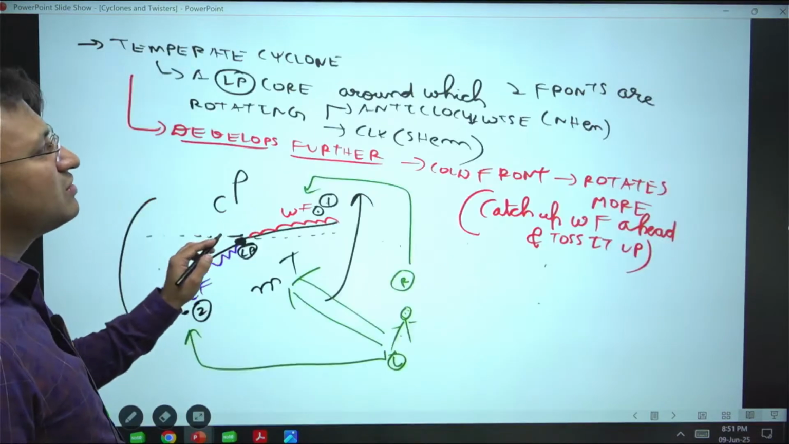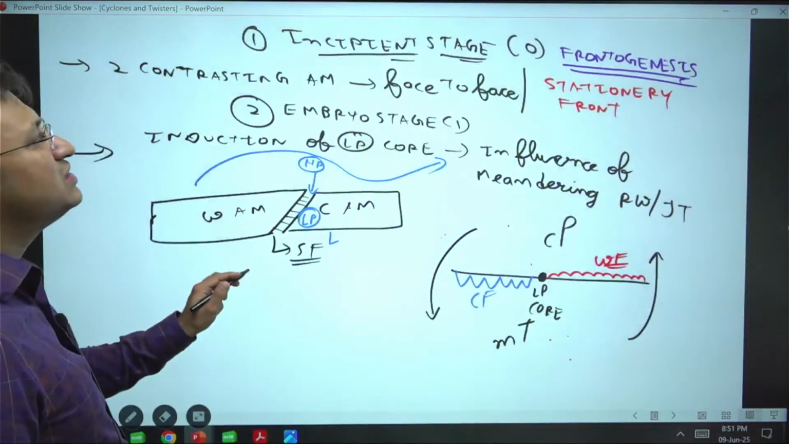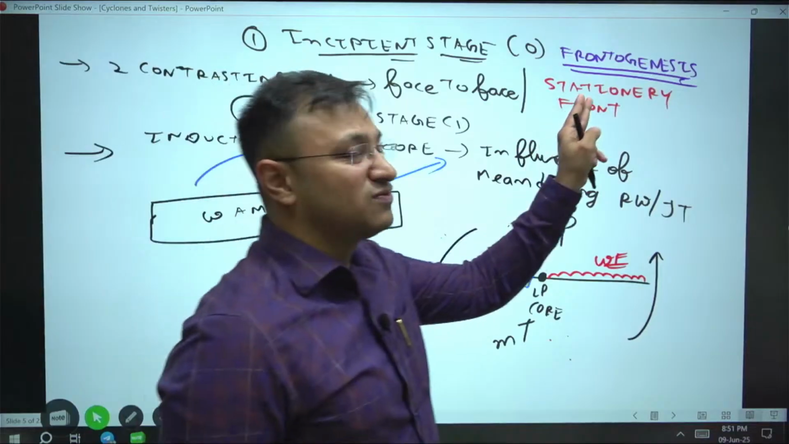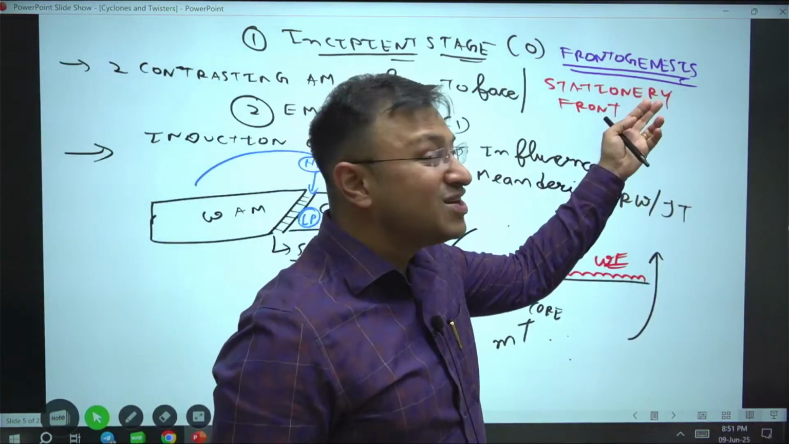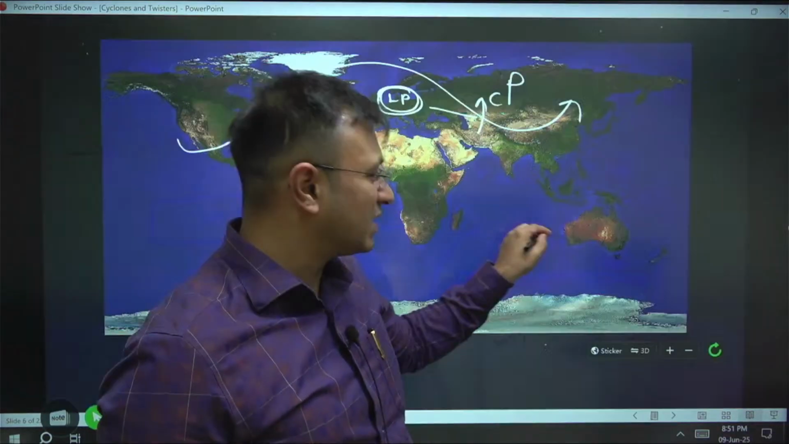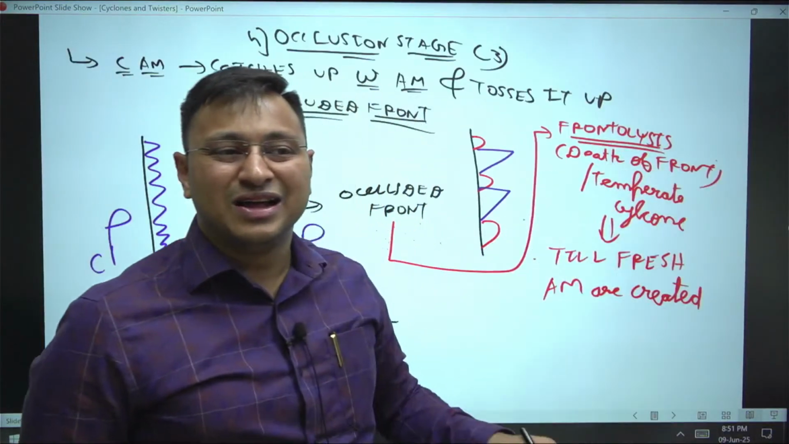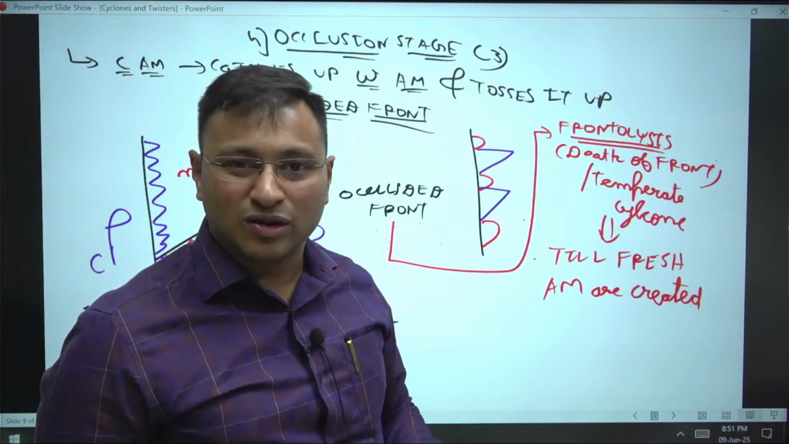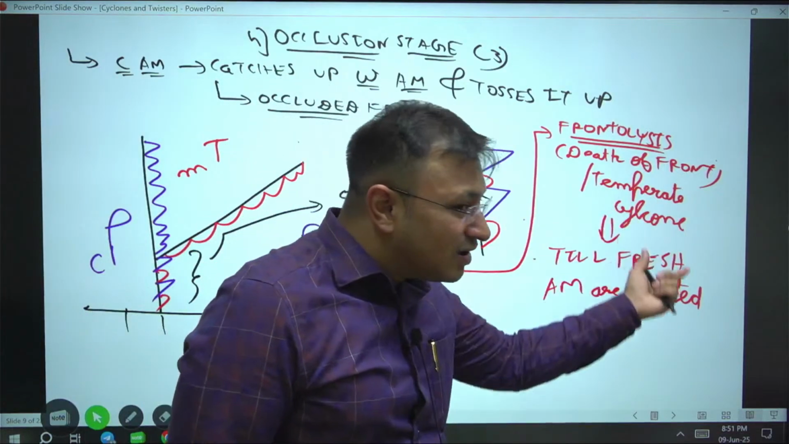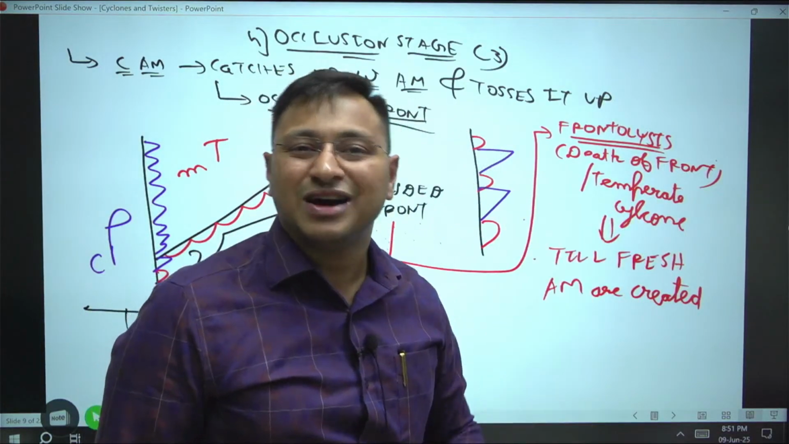Sir, stage number 1, which is referred to as the incipient stage, it is referred to as frontogenesis, because here you are having birth of the temperate cyclone. And sir, the last stage, it is referred to as frontolysis, the death of the temperate cyclone. Till when? Till again new fresh air masses are created.